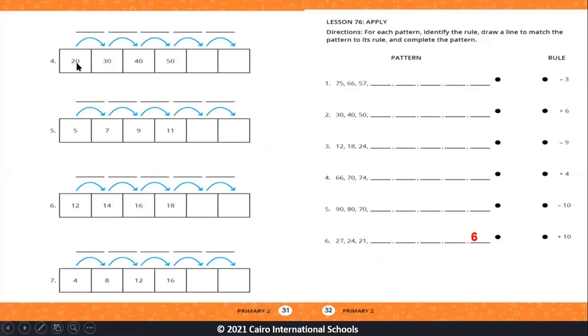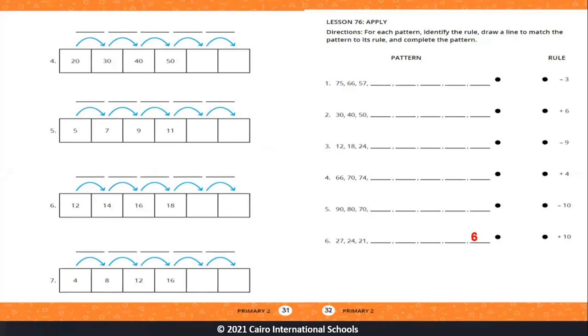Now we're gonna complete the lesson. 20, 30, 40, 50. Ask yourself, the pattern is increasing or decreasing? Yeah, it's increasing. Miss Nada, numbers are getting larger. So each time we are adding. Adding what? Subtract each two consecutive numbers.